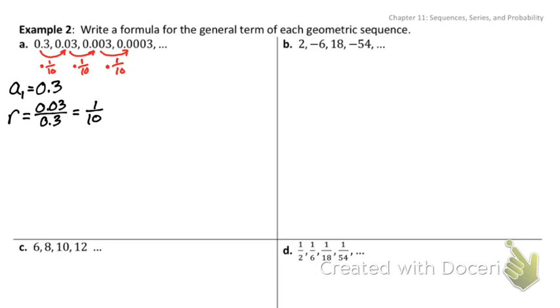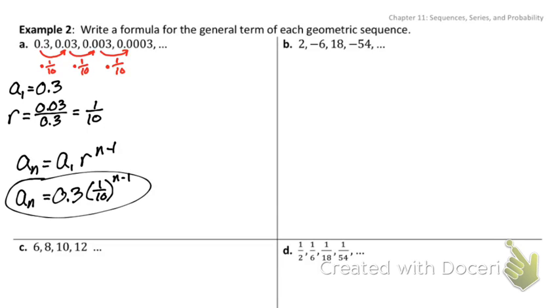So now let's just write our formula. Our formula is a sub n is going to equal my first term times my common ratio to the n minus 1. Well, in this example, my first term is 0.3. My common ratio is 1/10, and we just raise that to the n minus 1th power. So that 1/10 told me it was geometric.